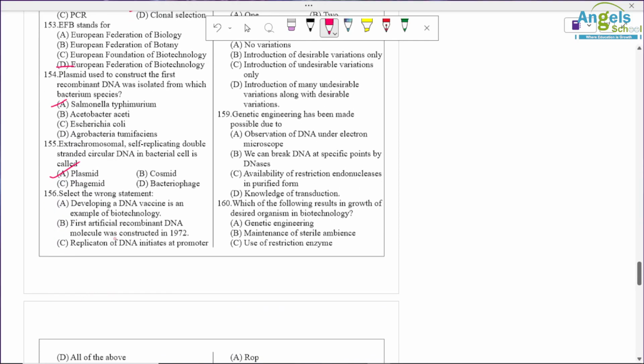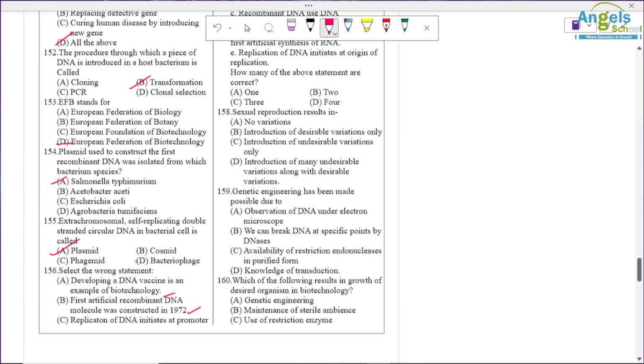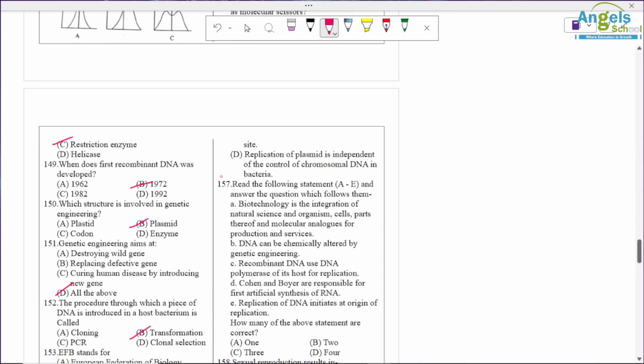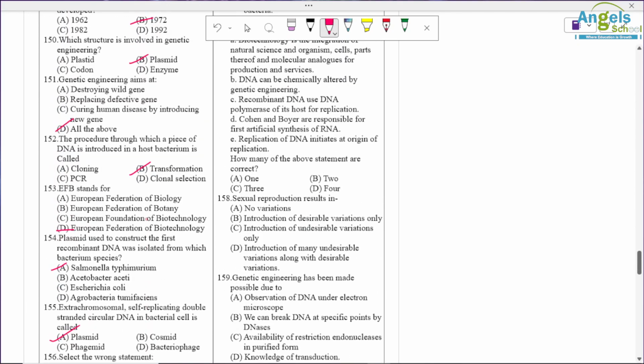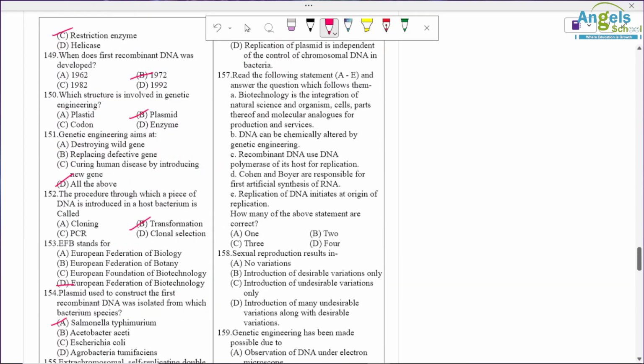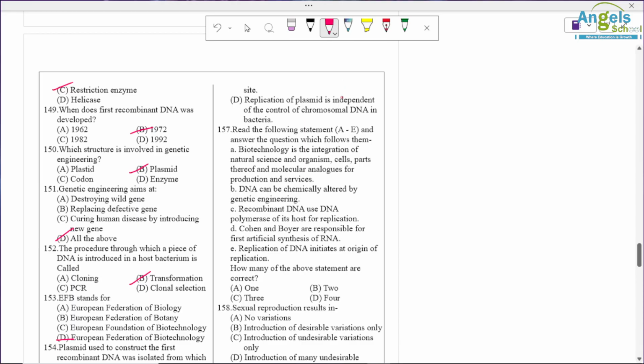Select the wrong statement. Developing a DNA vaccine is an example of biotechnology, correct. Artificial recombinant DNA in 1972, correct. Replication of DNA initiates at the promoter site, so it is wrong. It is from the origin of replication site. And replication of a plasmid is independent of control of chromosomal DNA in bacteria, so it is correct again.